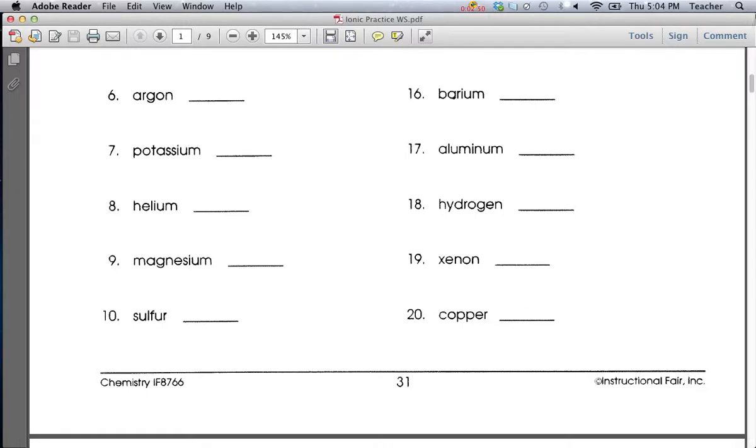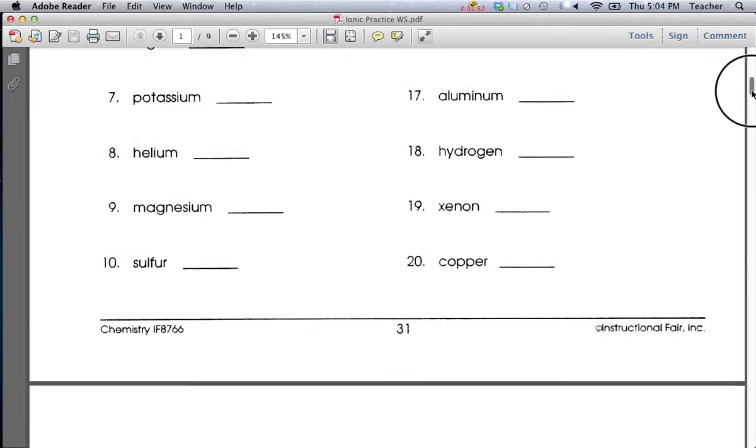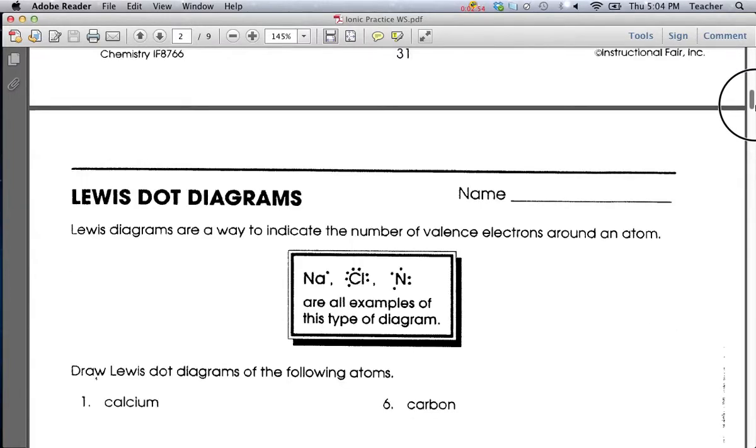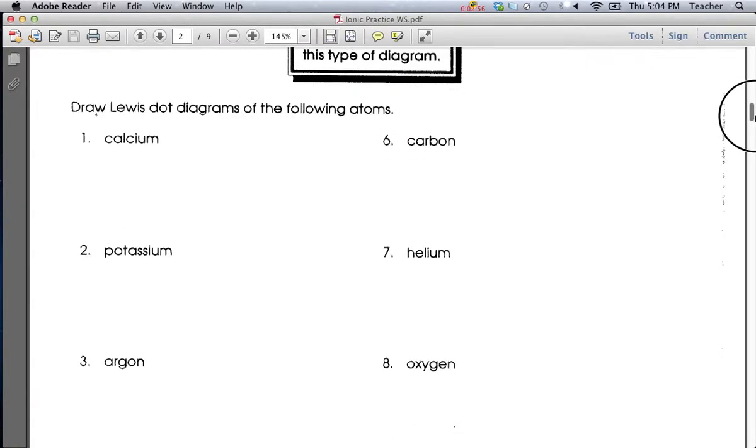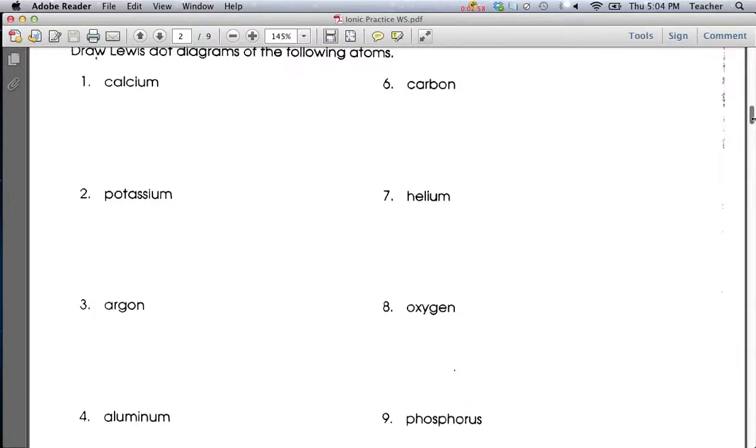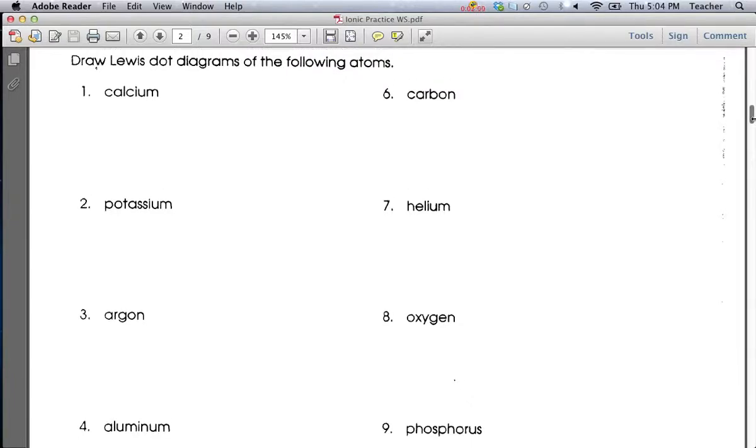Okay. So, now if you flip that over, you will see we actually also will draw Lewis dot diagrams. So let's draw them for the following atoms. I'm actually going to kind of work back and forth between this, so that way I don't have to keep scrolling up and down. All right, let's start with calcium. Calcium symbol is Ca. We know that it has 2 valence electrons, so I put my first valence electron at the top, position 1, and another one at position 2.